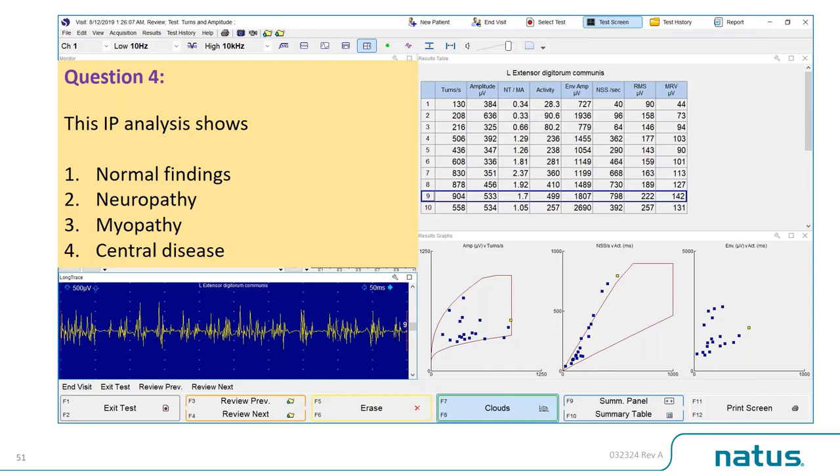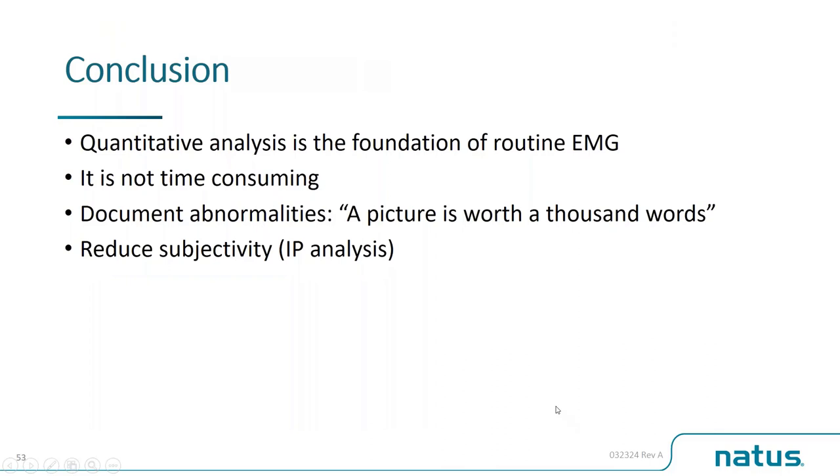So in summary, quantitative analysis is the foundation of routine EMG. It is not time consuming. It is very useful to document abnormalities. A picture is worth 1,000 words. It reduces subjectivity, particularly in IP analysis. And therefore, I think it's time we started moving towards using quantitative analysis for routine purposes.